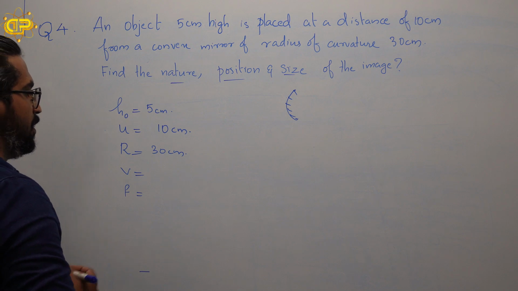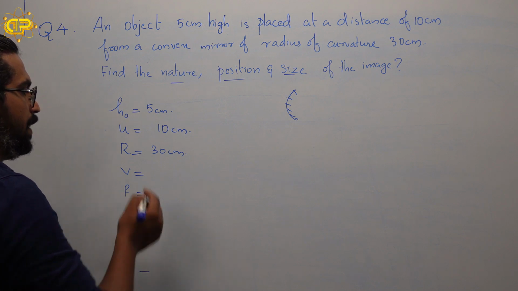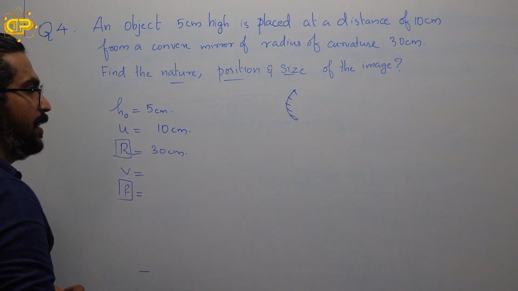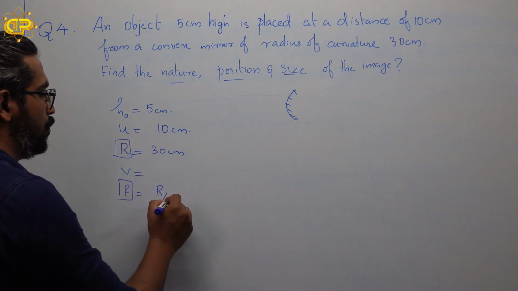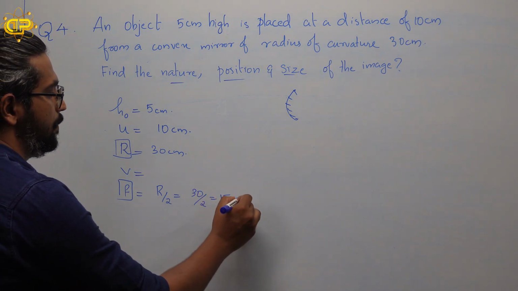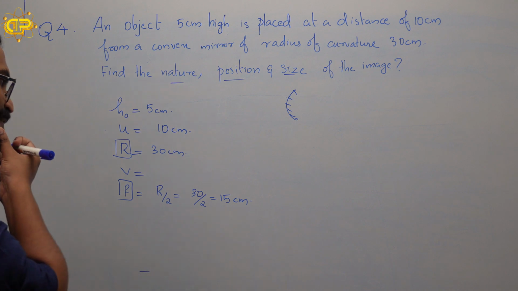Okay, what is F? Simply F. In the previous question, we have seen that there is a relation between this R and F. And what is that thing? F is equal to R by 2. Then you will get 30 by 2, that is equal to 15 centimeter in the case of a mirror.